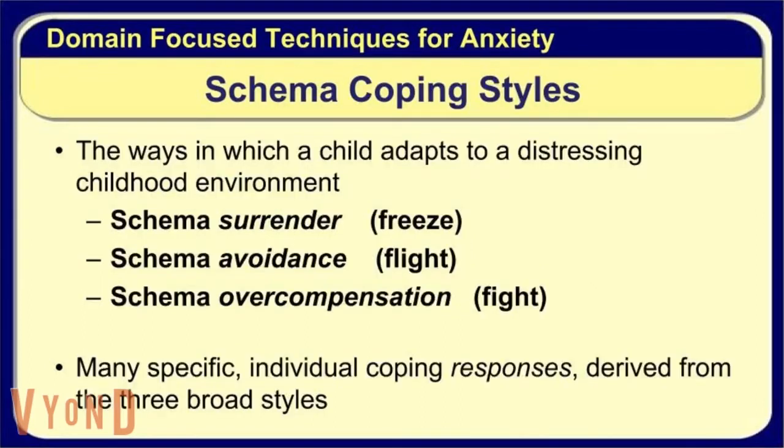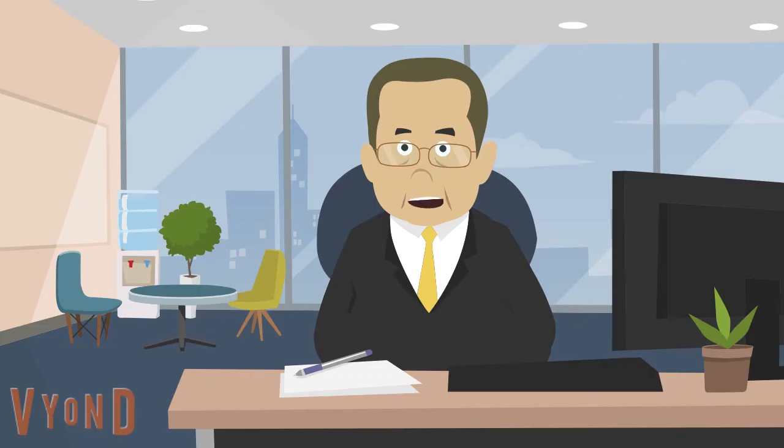need. Schema coping styles are the ways in which a child adapts to a distressing childhood environment. It is the basic defense mechanism of the organism. Freeze, flight and fight. In schema therapy we call them schema surrender, schema avoidance and schema overcompensation. Many specific individual coping responses are derived from these 3 broad styles. Here let's give an example for schemas, needs and coping styles.